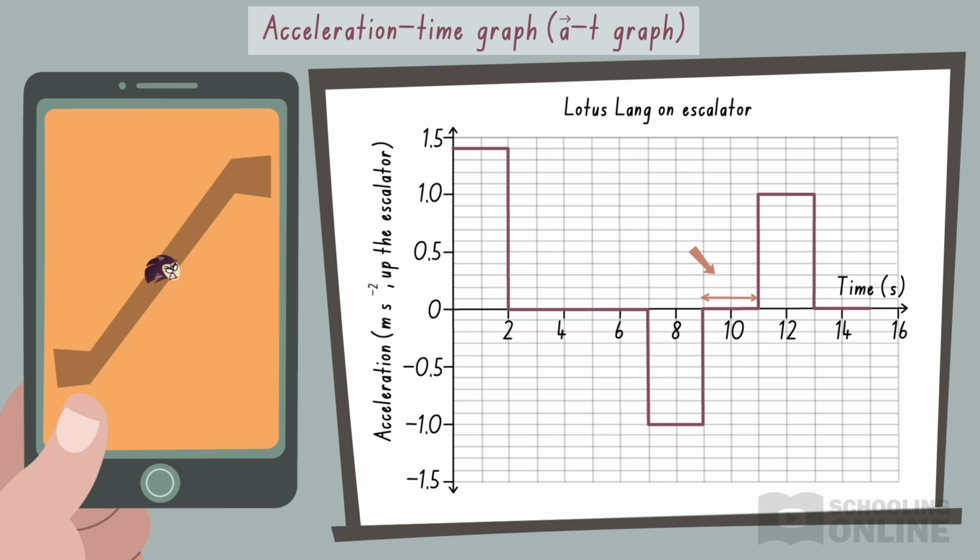Between 9 and 11 seconds, Lotus waits impatiently for the other passengers to move out of her way. Although she stops running, she continues moving upwards due to the escalator's motion. From 11 to 13 seconds, Lotus starts running again, so she accelerates in the positive direction. Finally, from 13 to 15 seconds, she continues running up the escalator at a constant pace.